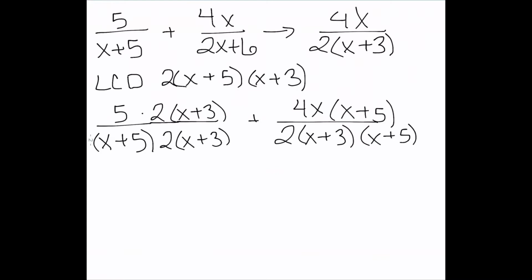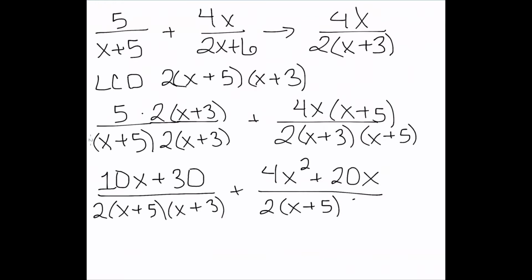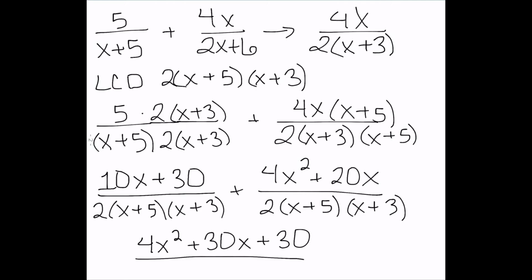We can then start by multiplying out the numerators. When I do that, I get 10x plus 30. The bottoms are going to stay factored: 2(x plus 5)(x plus 3). The next one has 4x squared plus 20x over my denominator. And now I can just add the numerators. When I do that, I see I have a 4x squared. I have a 10x plus 20x is 30x plus 30 all over my denominator.